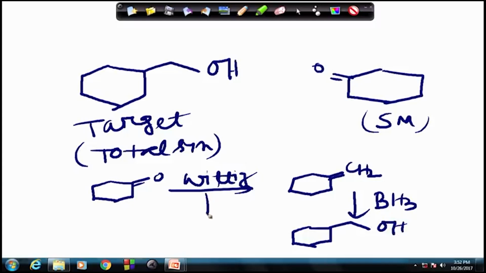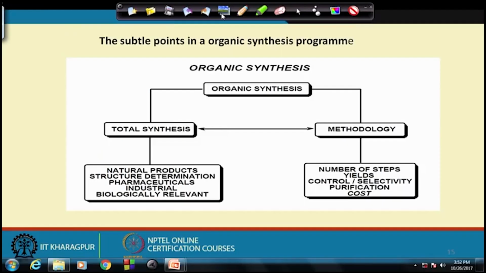Now, this Wittig reaction is a transformation, basically a methodology, a single step transformation, but a very useful methodology. Hydroboration is a methodology. So, these things are methodologies, and by using these methodologies you are getting a target molecule. This is the interlinking between the methodologies and the total synthesis. That is why these 2 terms are interlinked.